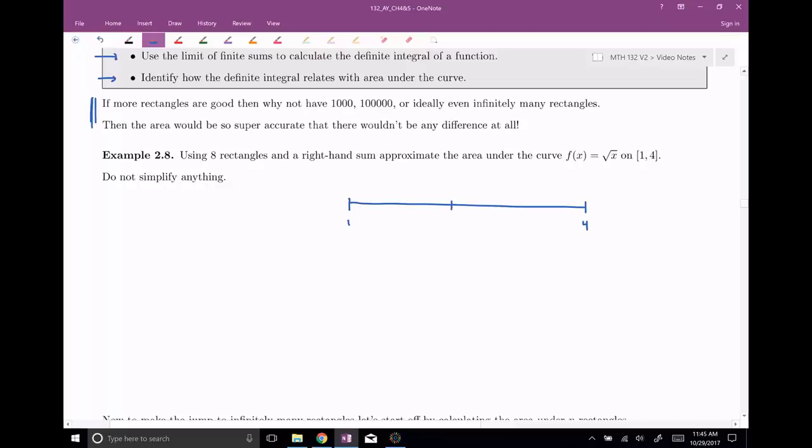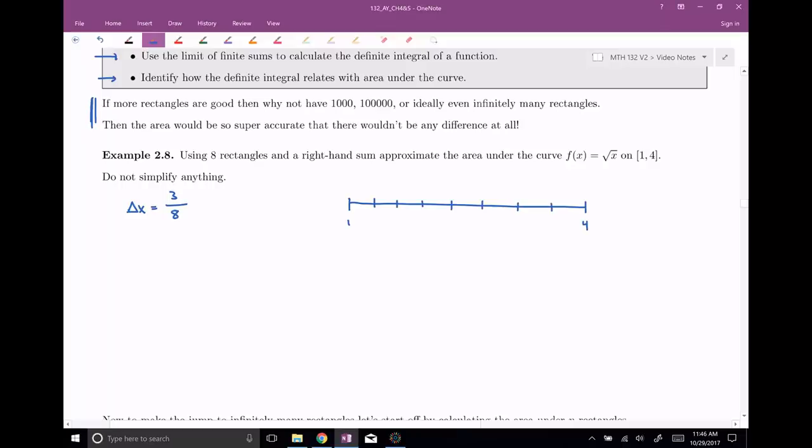So I'm going to split it in half, and then in half again, and then each one of those in half one final time in order to break this up into 8 pieces. And the question is, how wide is each one of these pieces? Well, you take the entire width, 3, and you divide that by 8 pieces. So in this case, it's going to be 3/8.